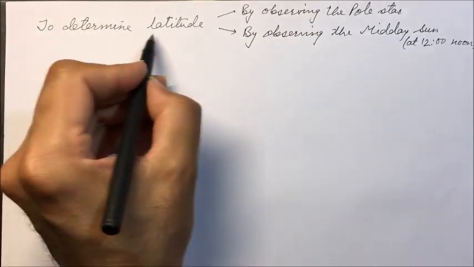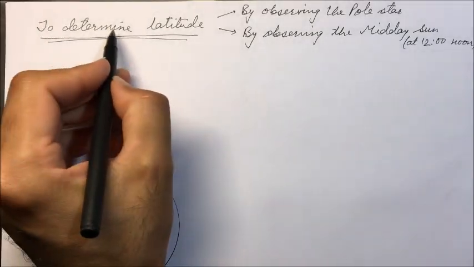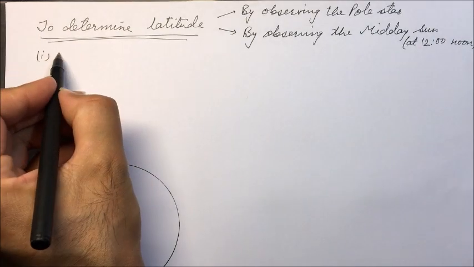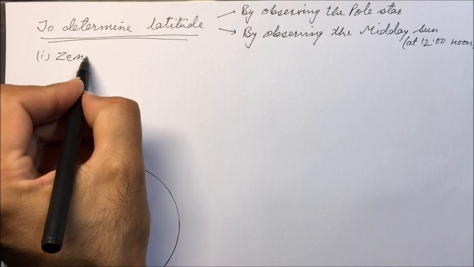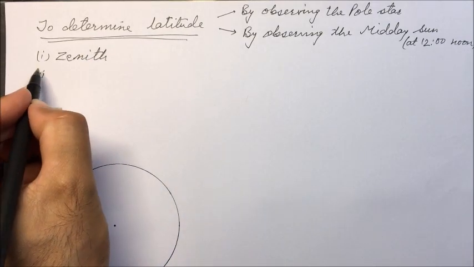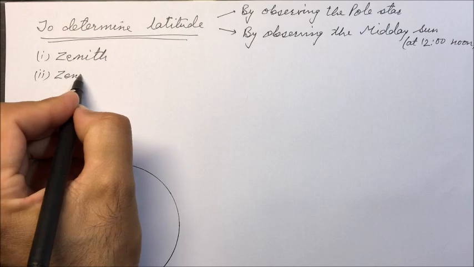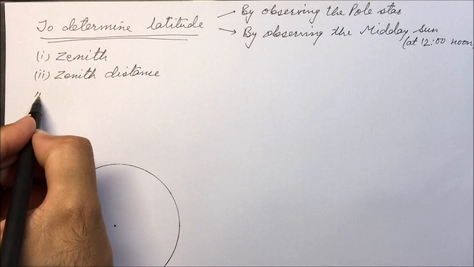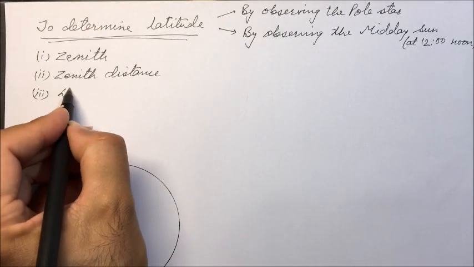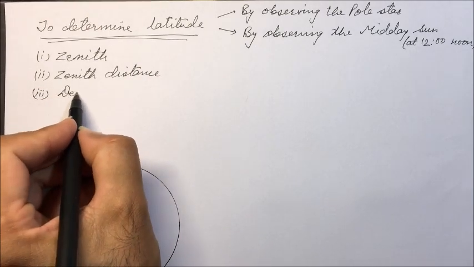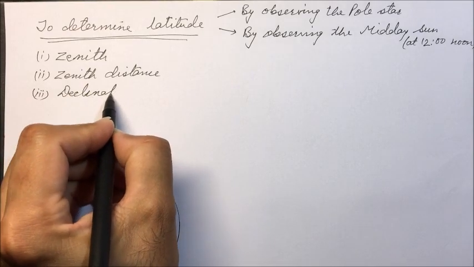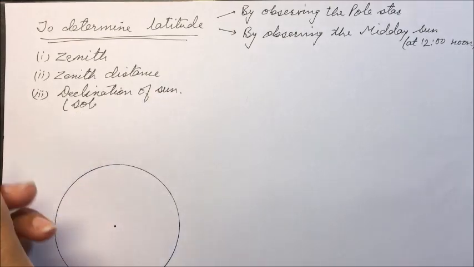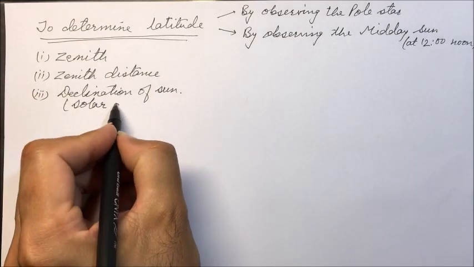So before discussing how to determine it, let us discuss few terms. That is, first, zenith. Second, zenith distance. And the third, declination. Declination of sun, or it is called as solar declination.